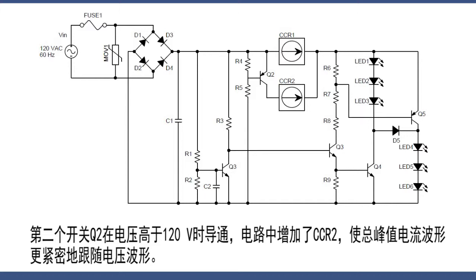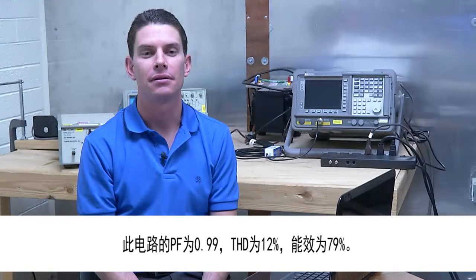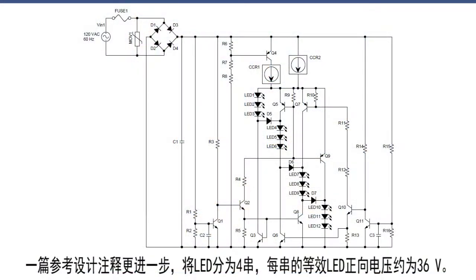The second switch, Q2, turns on above 120 volts and adds CCR2, causing the peak of the total current waveform to follow the voltage waveform closer. This circuit has a power factor of 0.99, a THD of 12%, and an efficiency of 79%. The reference design note takes this concept one step further by dividing the LEDs into 4 strings with an equivalent forward voltage for each string of about 36 volts.